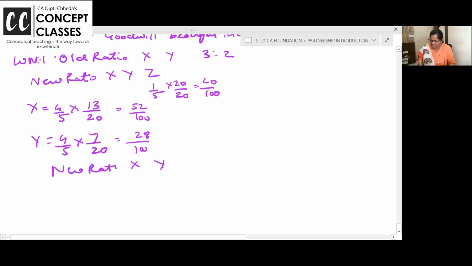New ratio for, write this please. Ratios की भी practice हो जा रही है इसके साथ. X, Y and Z. 52 is to 28 is to 20. 52, 28 and 20.